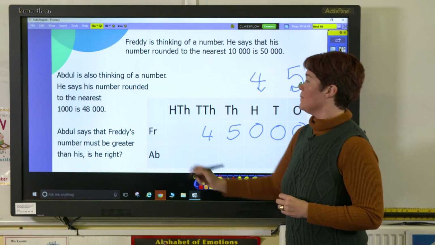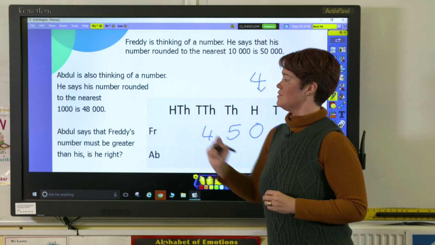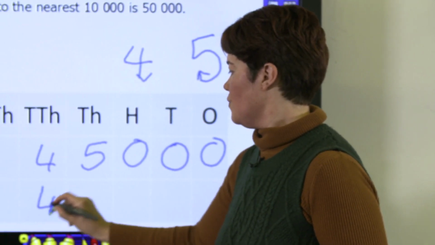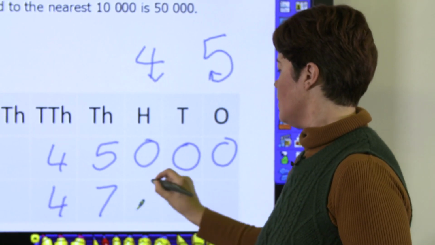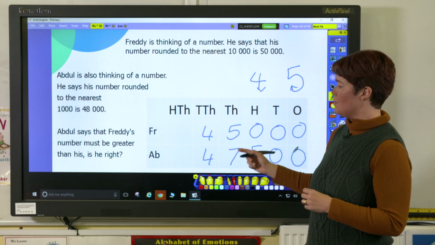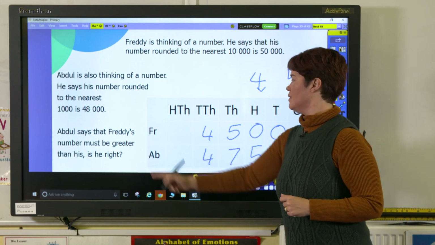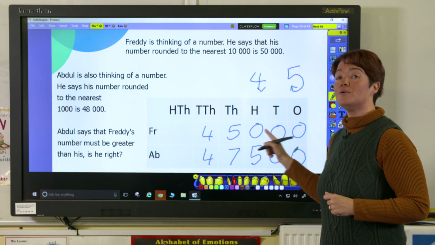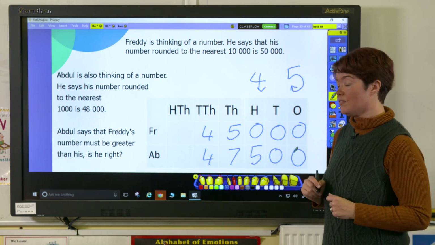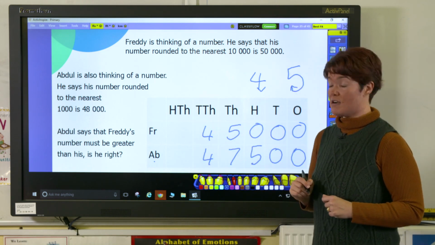That would help. Abdul says his rounded to the nearest 1,000 is 48,000. So the smallest number he could have had was 47,500. Again, here we've now proven by counterexample that he is not right. Freddy's smallest number could be 45,000. Abdul's smallest number could be 47,500. So actually, Abdul's number might be greater than Freddy's.